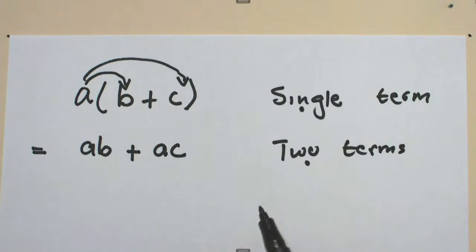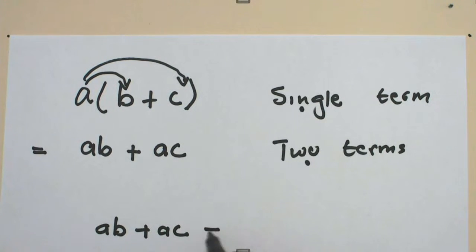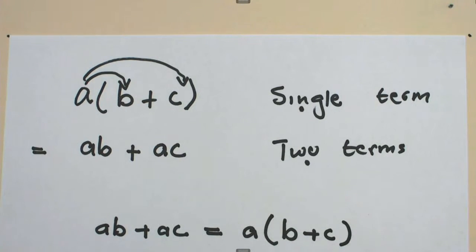That means if we write AB plus AC, and we factorize this as A into B plus C, we factorize by going in this direction. And when we want to go back, we expand by going in the other direction. It's the reverse of the expansion.